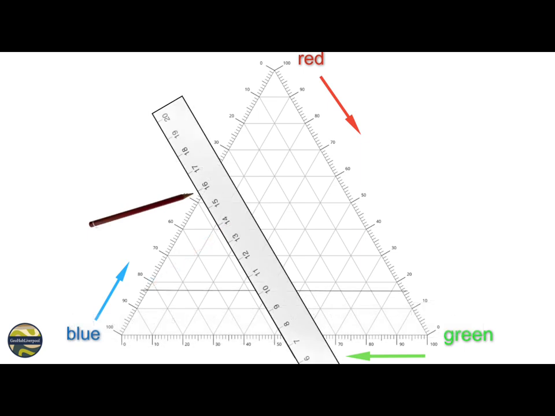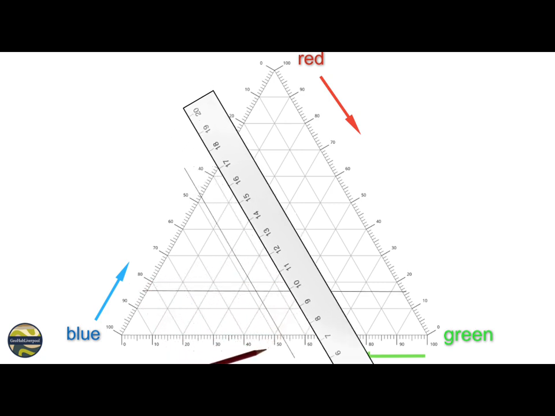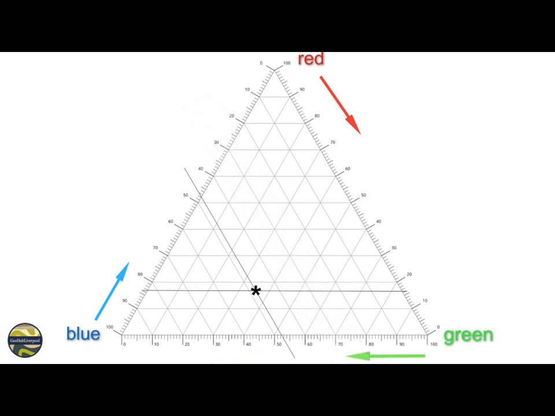Next, we find the blue line using the ruler in the same manner. Mark this line with a pencil. You now have two intersecting lines. Where they cross is the correct location for this set of beads on the ternary diagram. Again, we will mark it with an asterisk.